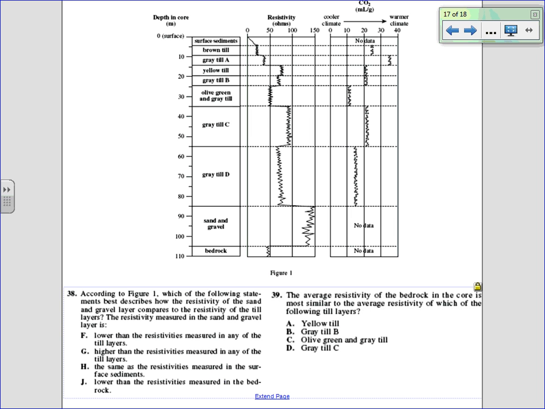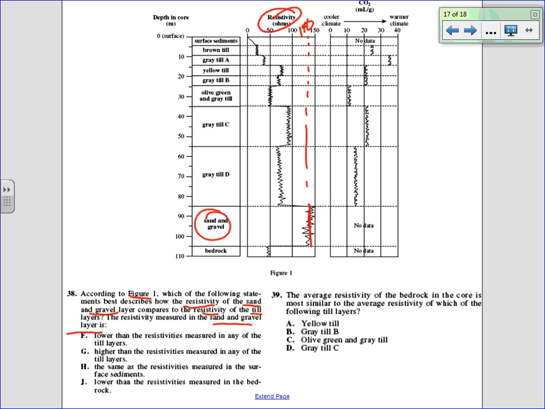The first one says, according to figure 1, which of the following statements best describes the resistivity of the sand and gravel layers and how it compares to the resistivity of the till layers? So now this is one where you're actually adding the second half of the sentence to make it true. So we have the resistivity measured of the sand and gravel layers is, so if we look at the sand and gravel layer here, resistivity here, that would be this, and trace it up. It's about 140.